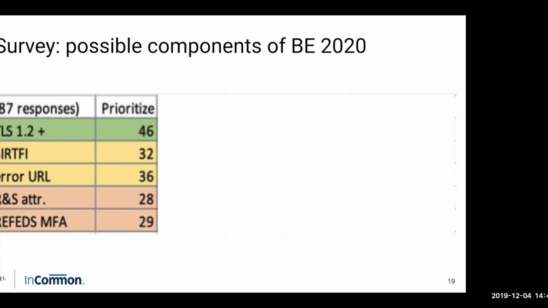Question, do I know if it works with ADFS? I do not know if it works with ADFS. It's a good question to follow up on, though. I will ask.